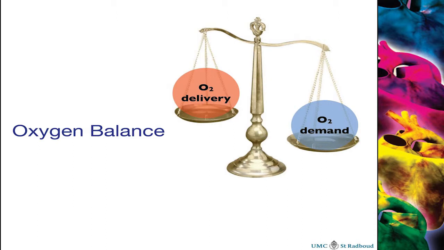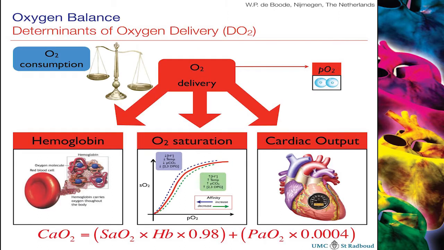So it's not only about pumping the blood around, it's also about oxygen balance. And oxygen delivery should be sufficient for oxygen consumption. And oxygen delivery depends on hemoglobin, the oxygen saturation, and the cardiac output. Hemoglobin and oxygen concentration are the main determinants of the total arterial oxygen concentration, and to a lesser extent also the PO2. And this equation is for the hemoglobin in millimoles per liter and the PO2 in kilopascals.